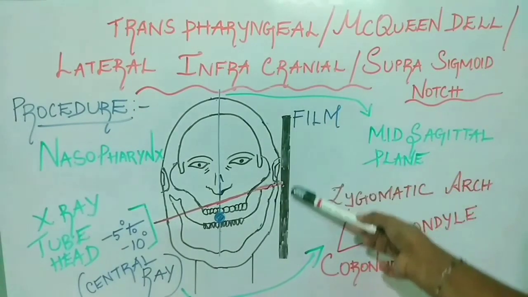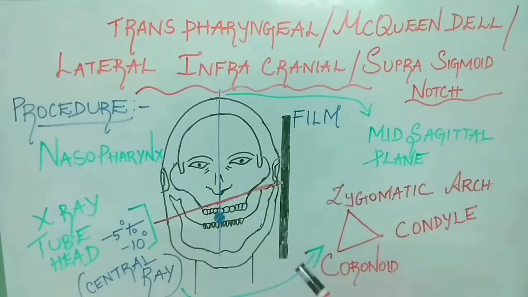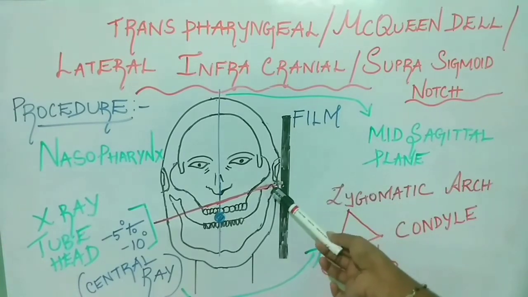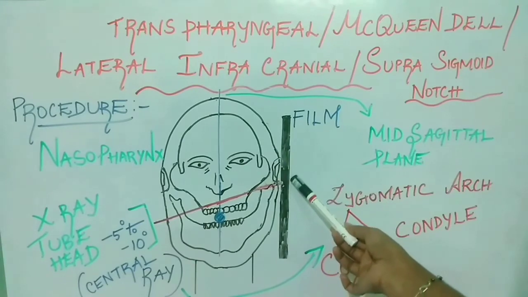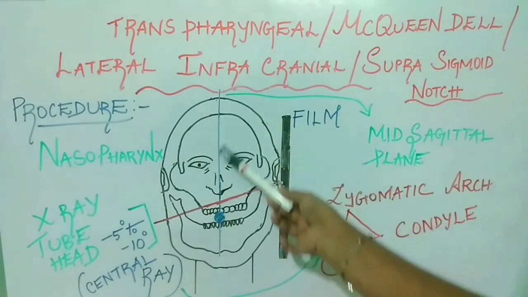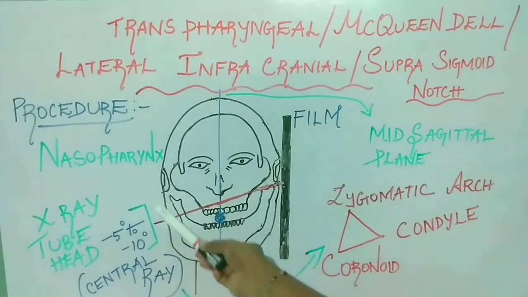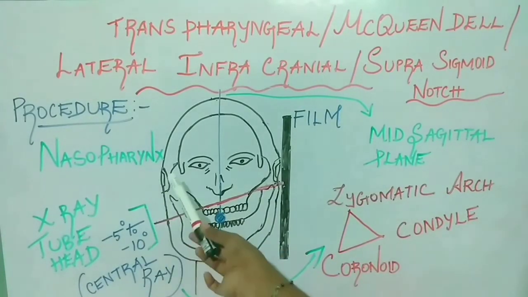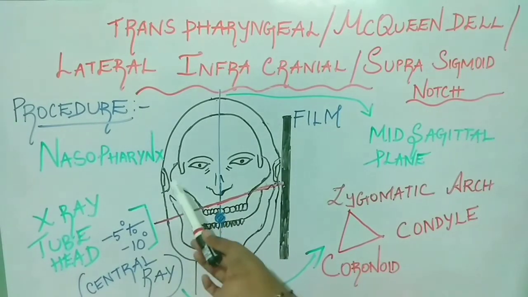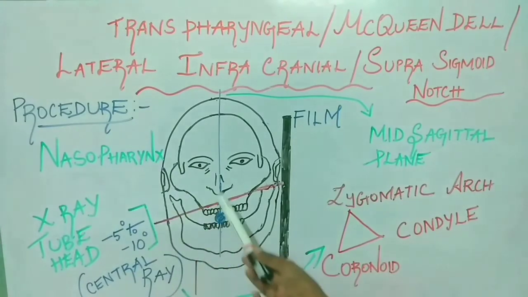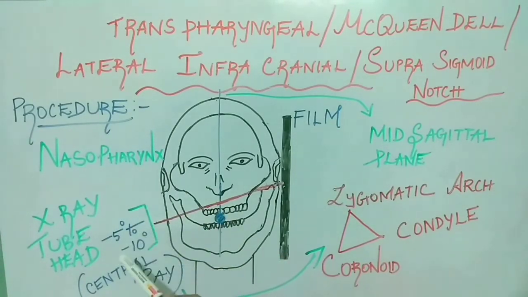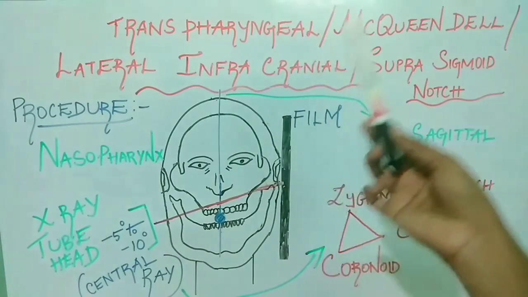The film is placed in a cassette holder which may be held by the patient. The head of the condyle to be radiographed is centered on the cassette holder. The mid-sagittal plane of the patient should be parallel to the cassette. The X-ray tube head is positioned 25 mm below the zygomatic arch and about 20 mm in front of the tragus of the opposite side, and the angulation is -5 to -10 degrees. The central ray is directed across the pharynx. That's why it is known as transpharyngeal projection.